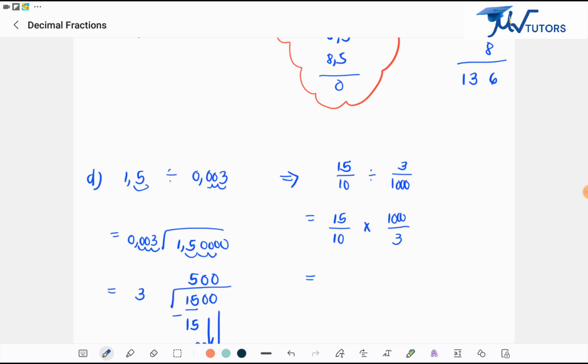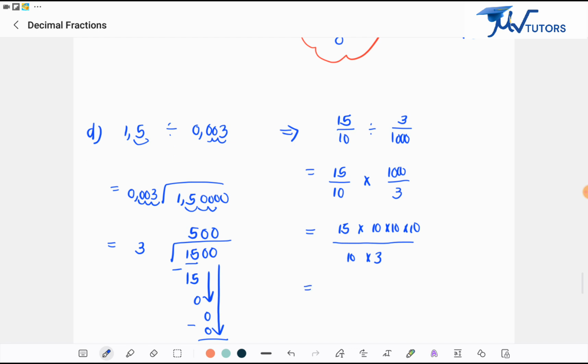So what I'm going to do there is say 15 multiplied by 10 times 10 times 10. That is 1,000, and I have 10 multiplied by 3. So then this 10 cancels with that 10. I can actually write 15 with its prime factors, which is 3 times 5. So I can cancel out the 3's, and I'm left with 5 times 10 times 10, which is 500. So there we go. And that's the fourth and final example.